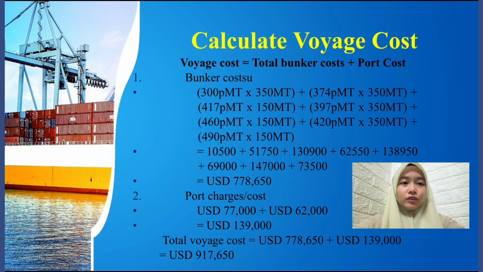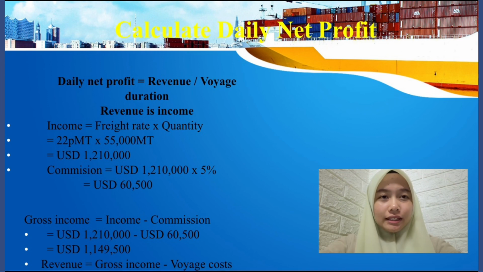Next, calculate voyage cost: total bunker cost plus port cost is the formula. For the bunker cost, the answer is 778,650. For the port charge, the total is 139,000. So the total voyage cost equal 778,650 plus 139,000, and the answer is 917,650. For calculating daily net profit, the formula is income equal freight rate multiply quantity.